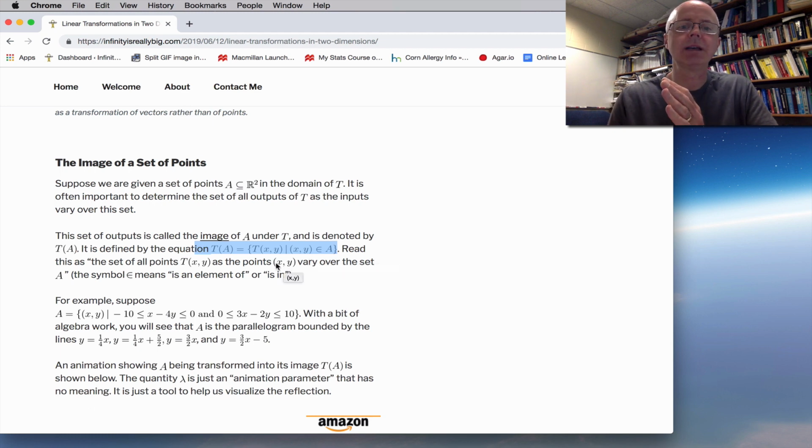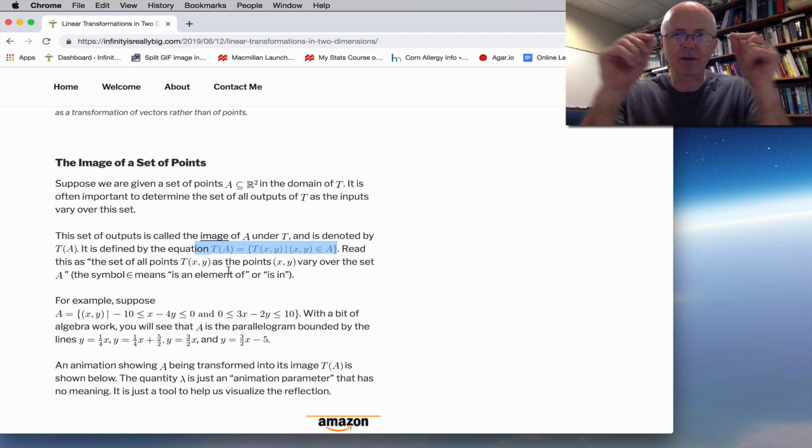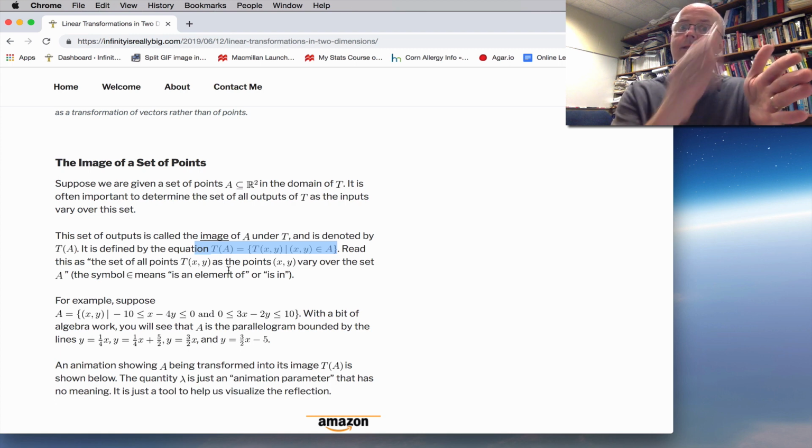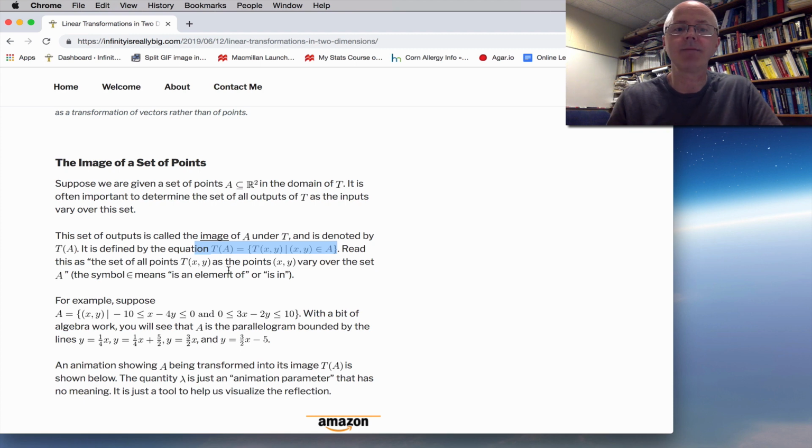In this equation, I'm using what's called set builder notation. Curly braces indicate set builder notation. I'm describing a set of points. In this case, as you look at this equation, T of A is the set of all points T of x comma y, where the vertical line means such that x comma y is an element of A. It varies over A. This funny looking E symbol here means is an element of, or is in. So that's something else to get used to if you've never seen that before. I actually am experienced in knowing that high schools don't seem to teach this as much as they used to.